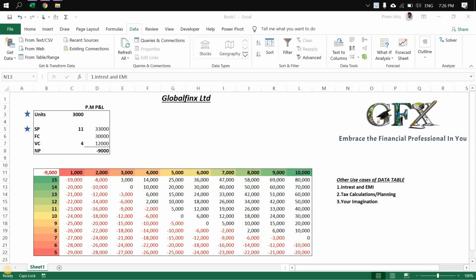Let us see some of the other use cases where you can easily apply this function called Data Table. The first best use case can be EMI calculations. You can simply know your EMI by having a wider base of interest rates and tenure of loan. The second best use case can be calculation of net tax liability by considering a wider basis of tax saving investments and gross earnings. And the third use case, I'm leaving it to your imagination. Do your homework and find the best possible application of this function.